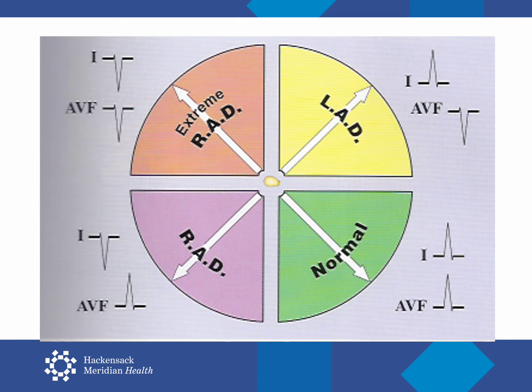For now, recognize that a positive deflection in 1, meaning deflection towards the left, and a negative deflection in AVF, meaning deflection going away from the inferior leads, is read as a left axis deviation.